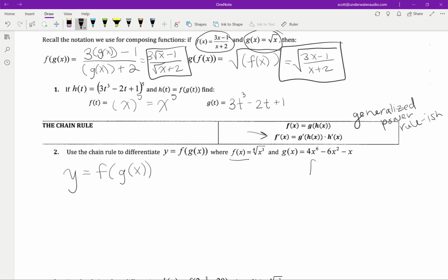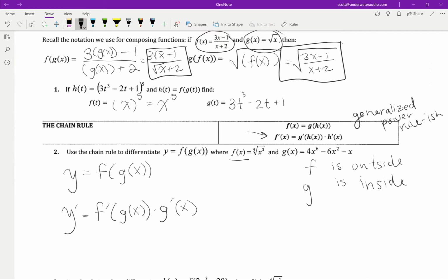So f is outside, g is inside. Okay, so when I take the derivative, according to my rule that I just learned, it's going to be the derivative of the outside, and then I plug the inside back in, and then multiply by the derivative of the inside.